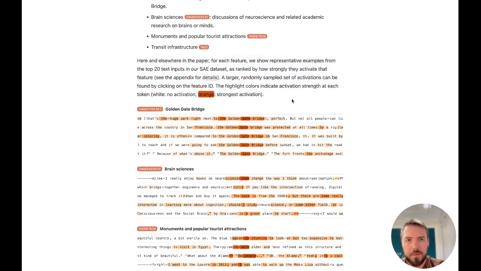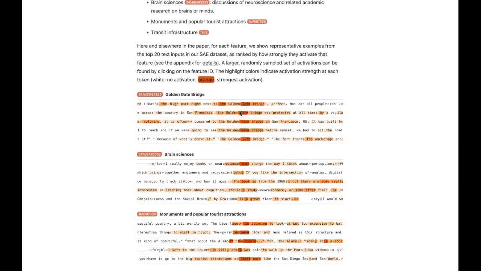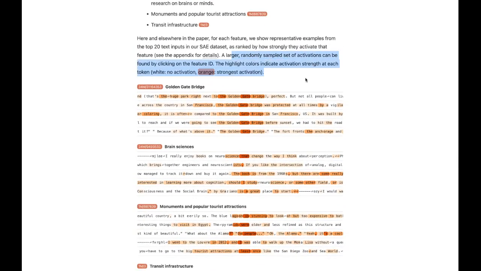Here and elsewhere in the paper, for each feature we show representative examples from the top 20 text inputs in our SAE dataset, as ranked by how strongly they activate that feature. A larger randomly sampled set of activations can be found by clicking on the feature ID. Cool. Oh, this is fancy. I really like this interface instead of reading PDFs. Okay, the highlight colors indicate activation strength at each token.